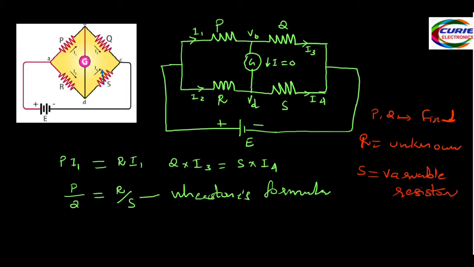What are we using? Actually, we are using the Kirchhoff law. Incoming current equals outgoing current. The same principle we are using here. Kirchhoff's law, we are making use of it to find the unknown resistance.